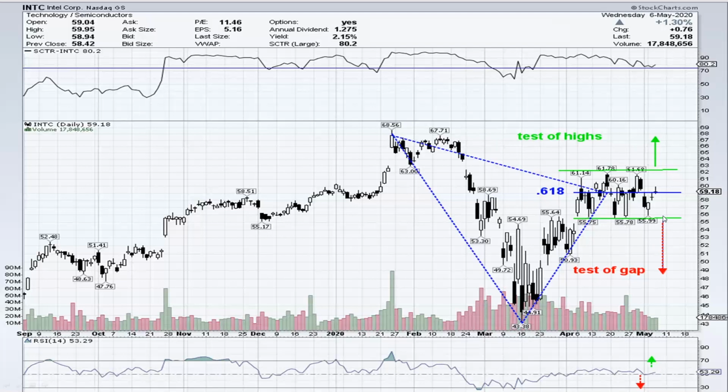And if it breaks down to the downside, that gives a projection of 49.73, and that's coming back and testing into these gap areas. The RSI is also in a range, so you would watch to see if, on an upside breakout, RSI is showing strength, or on a downside breakout, that turns down with it as well.